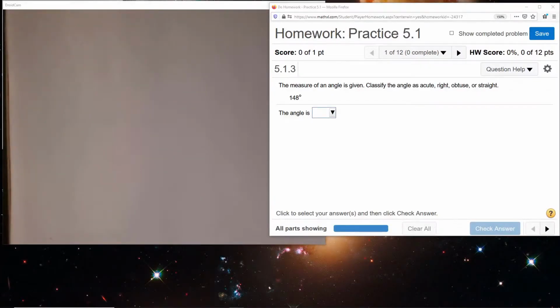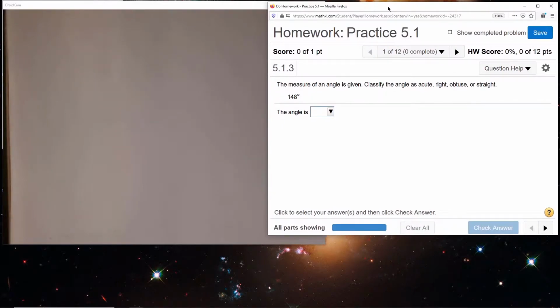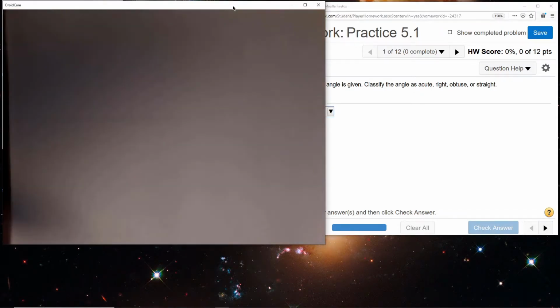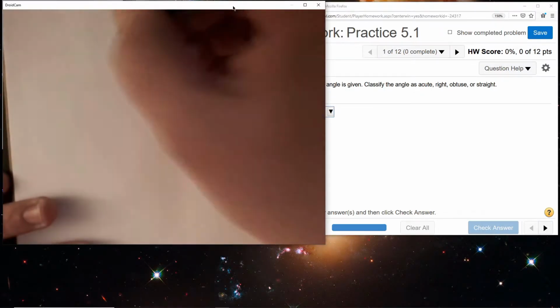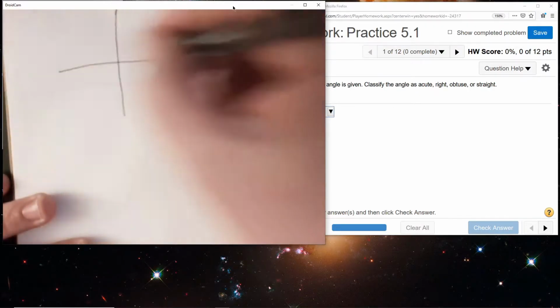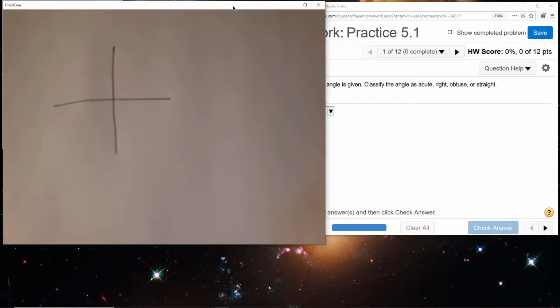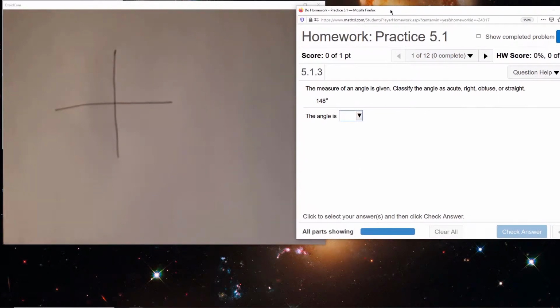All right, so let's check out some of the practice 5.1 and start with number one. So we have an angle of 148 degrees. And now, of course, you could probably just answer this straight off the bat, but I do want to try to be a little bit more active here with stuff and draw things out. So we're looking at 148 degrees.